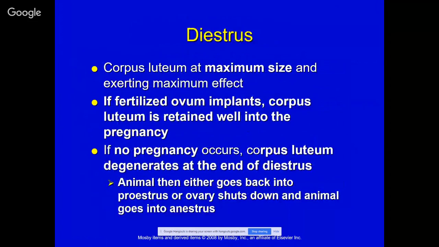Diestrus is when the corpus luteum is at maximum size and exerting maximum effect. If the fertilized ovum implants, so it should have been fertilized by now, then the corpus luteum is retained well into pregnancy. If no pregnancy occurs, then the corpus luteum degenerates at the end of diestrus, and then the animal either goes back into proestrus or the ovary shuts down and the animal goes into anestrus. Diestrus is the time at which we see pyometra occur.